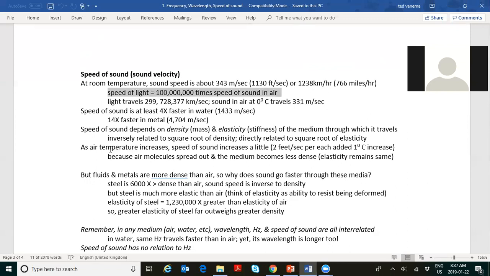Light doesn't. Now light travels, look at this, 300 million kilometers a second. What, miles an hour, or miles per second? Light travels 186,000 miles per second. 186,000 miles per second. Imagine that.